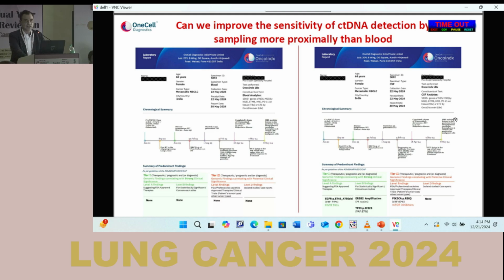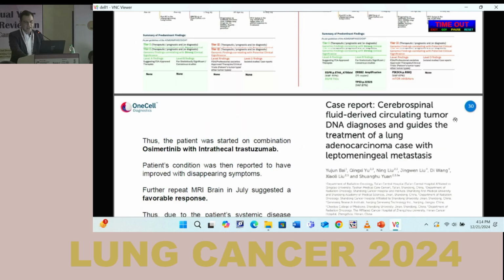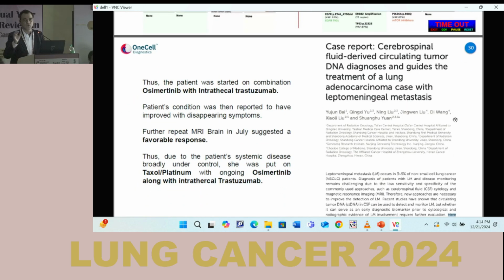When we discussed this with the doctor, his question was why blood is negative and CSF is positive. We did our homework, and the reason is that when the parenchymal space of the brain is involved, shedding happens into the blood. When the meningeal space of the brain is involved, the shedding happens into the CSF, and then we came to know that this patient has leptomeningeal disease, and that's the reason.